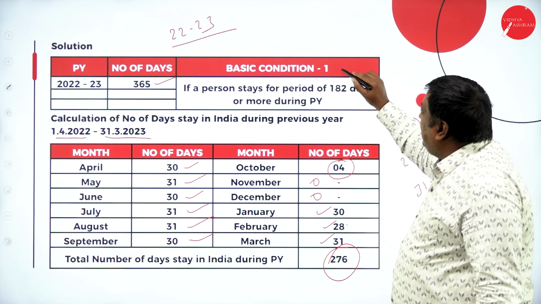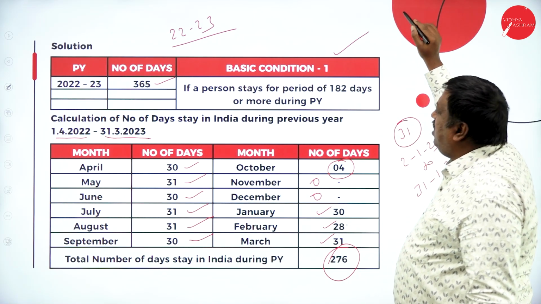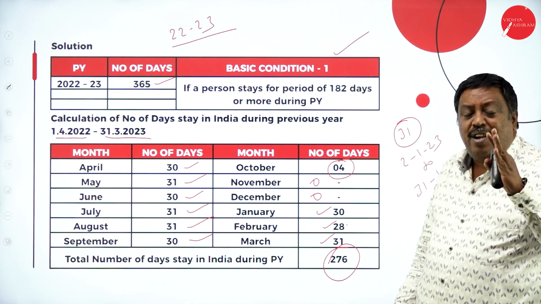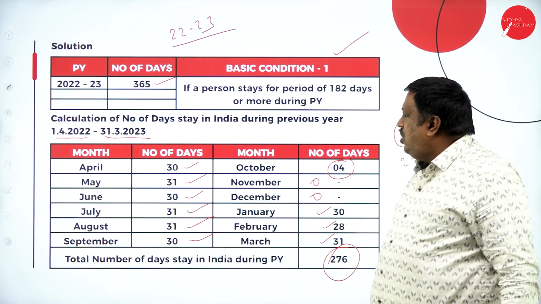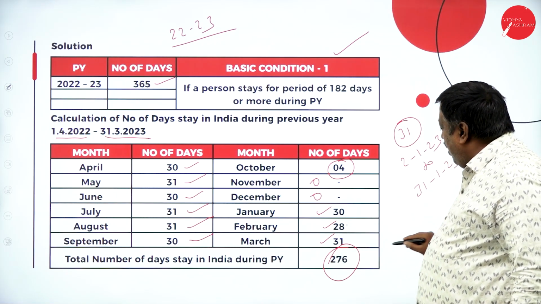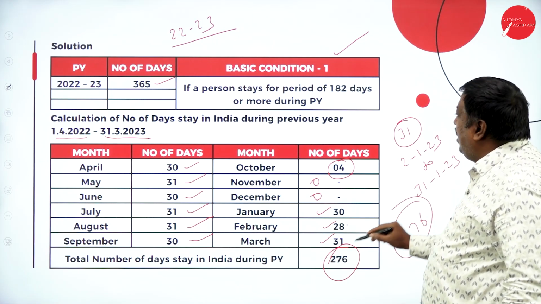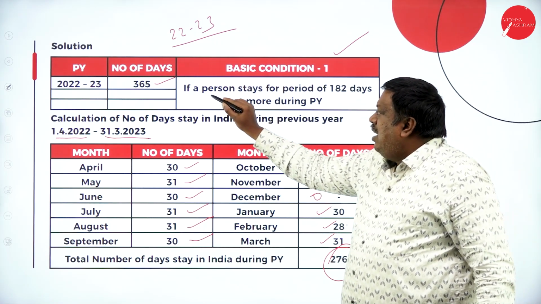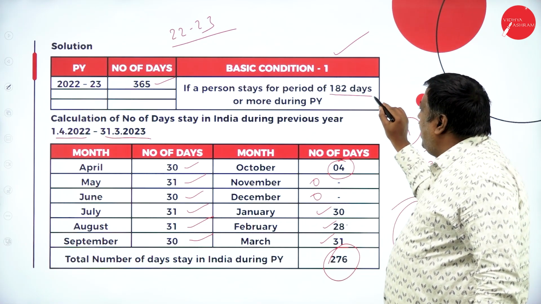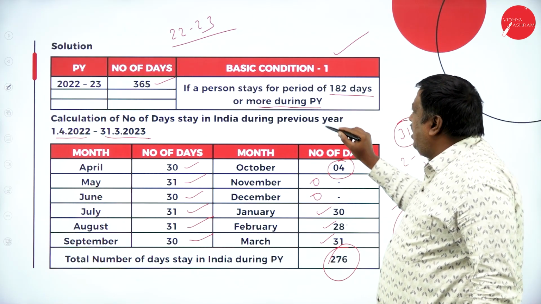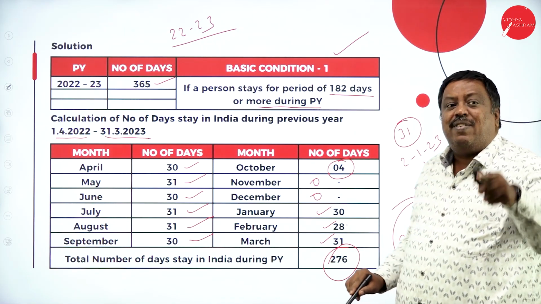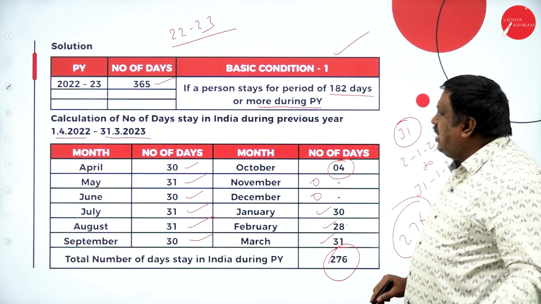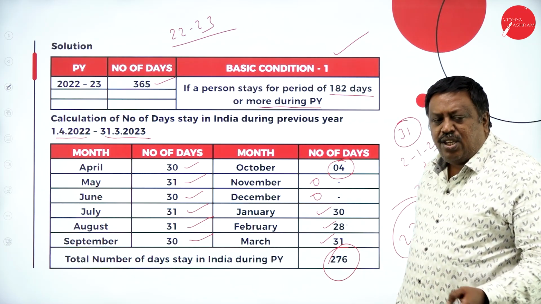So then I've satisfied my first basic condition by staying in India for a period of 276 days. What is the basic condition we have here? Stay in India for 182 days or more during previous year. My stay is 276 days. So then I've satisfied the first basic condition.